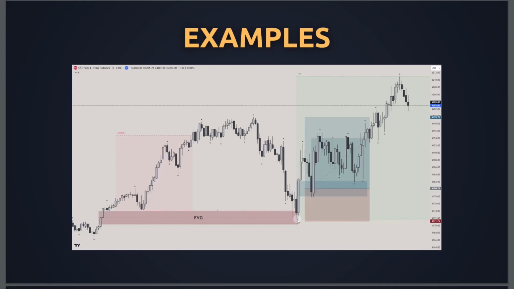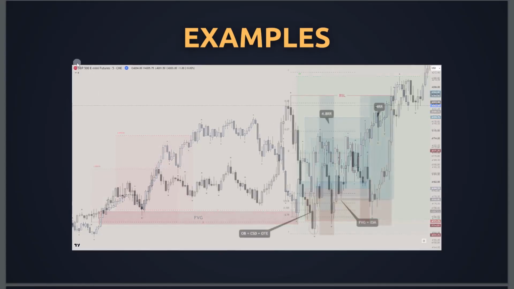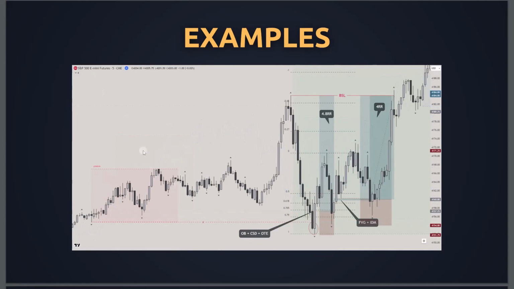So we enter here, stop loss here, and take profit here. Another example right here. So we have the London session right here, 2 to 5. And we can see that the low right here was taken by this candle. After the London session, price was going up, created a high, and then started going lower.